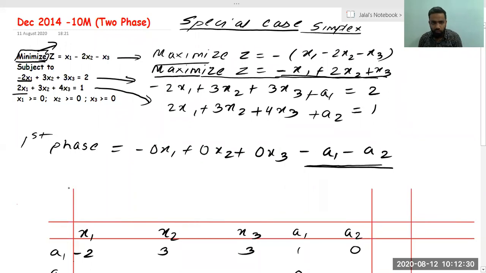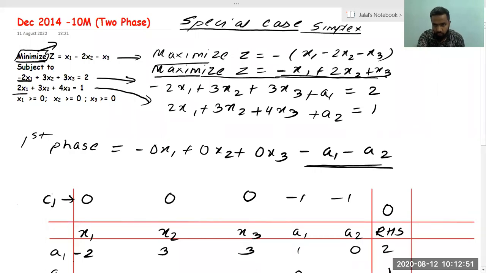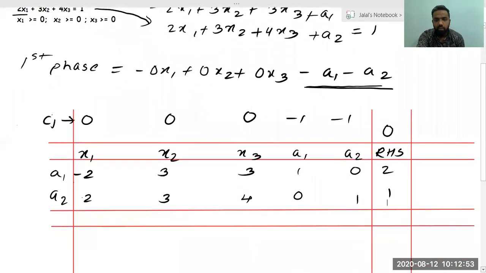Okay. So now we will write the coefficient Cj. What are my coefficients Cj? Since it is first phase, it will be 0, 0, 0, minus 1, minus 1. And what is my RHS like? RHS curve one side will be equal to 0. Okay. And what will be the value of RHS? 2, and one more value is 1. Okay, so we have written all the things now.